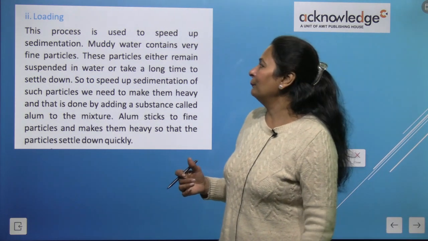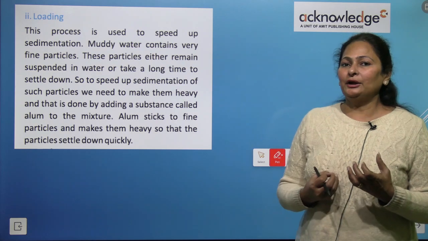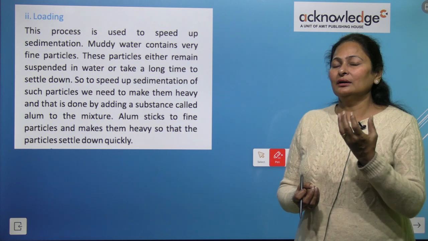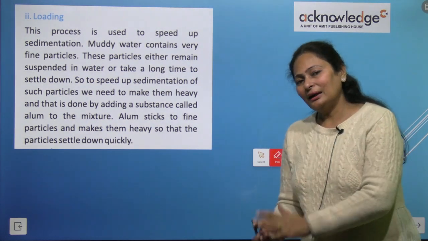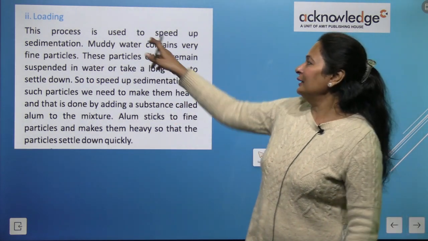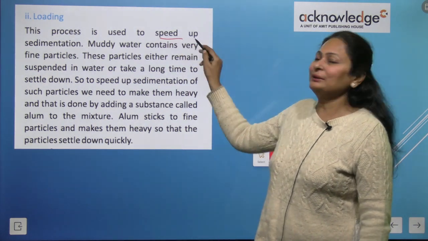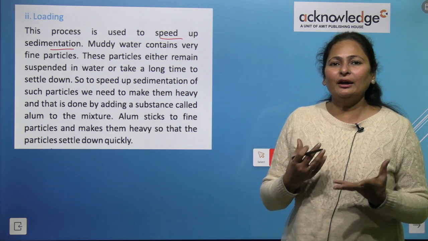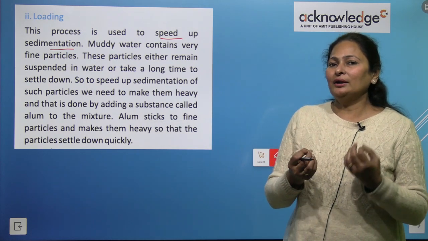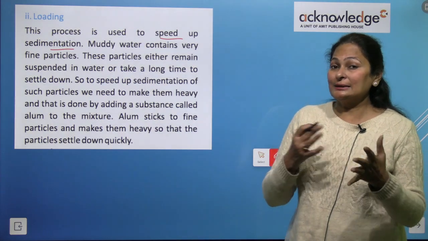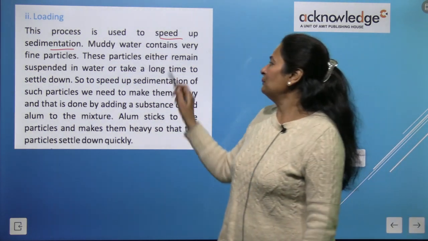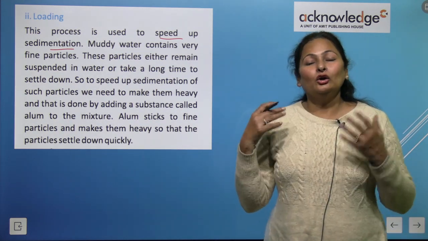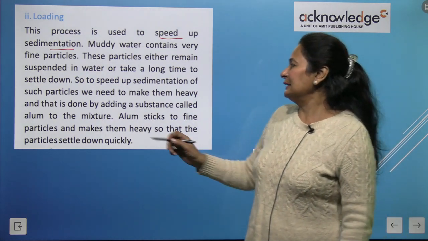We add some alum into this water, and what will happen? It will make the impurities heavy and then they settle down, right? This process is used to speed up the sedimentation, right? Muddy water contains very fine particles, right? Muddy water has fine particles as compared to the sand. These particles either remain suspended in the water or take a long time to settle down.